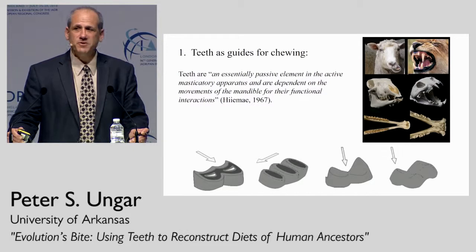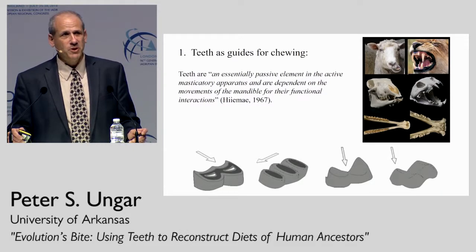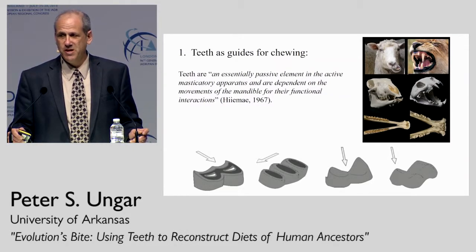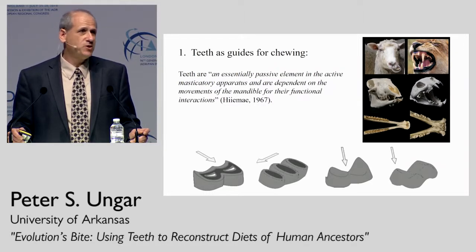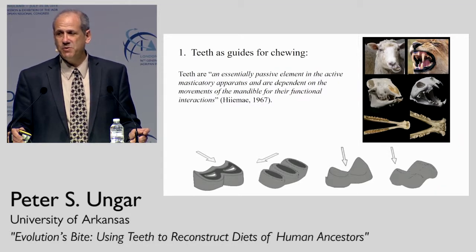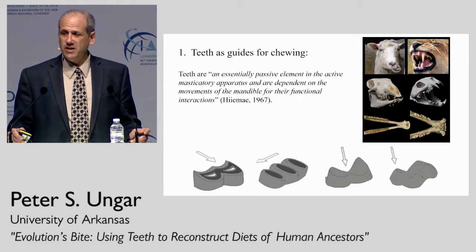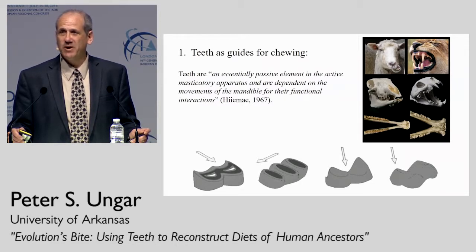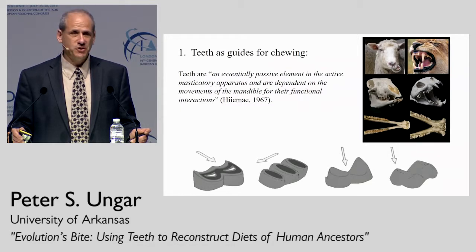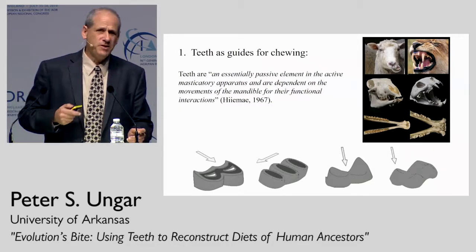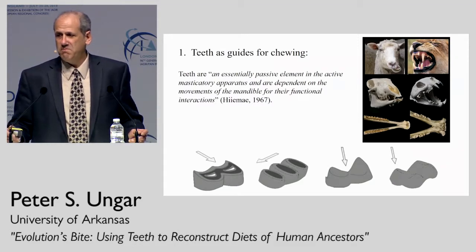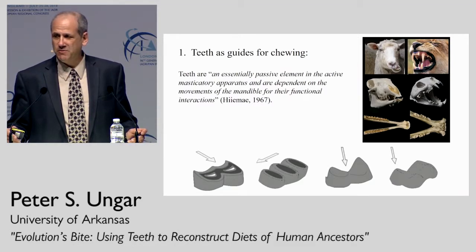Now, there are a couple of different models for the relationship between tooth form and function. The traditional one is teeth as guides for chewing. And this is best articulated, I think, by Karen Hiiemae in the 1960s. And she wrote, teeth are essentially a passive element in the active masticatory apparatus and are dependent on the movements of the mandible for their functional interactions. In other words, teeth are basically passive players in the active game of chewing.